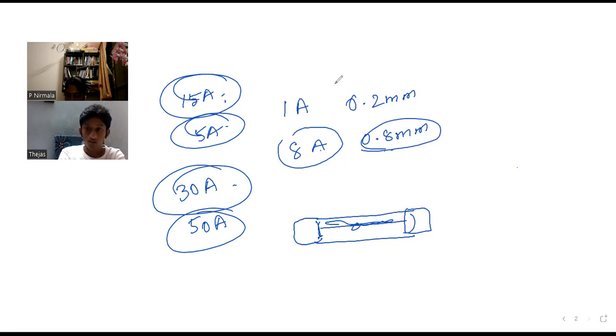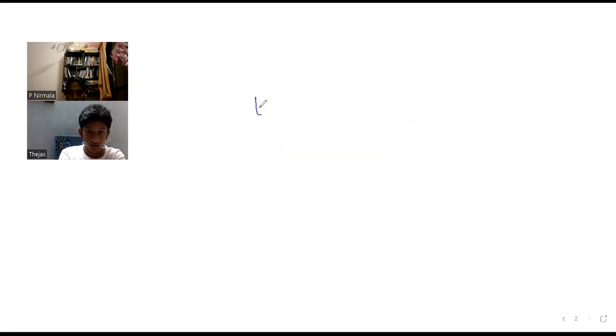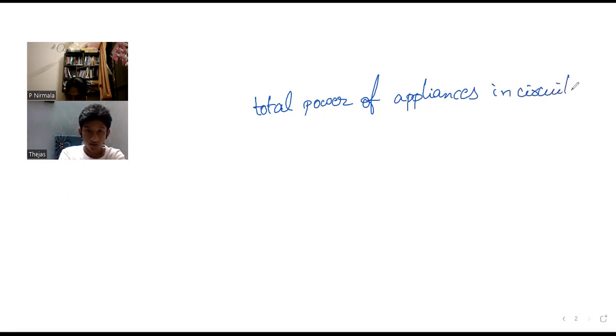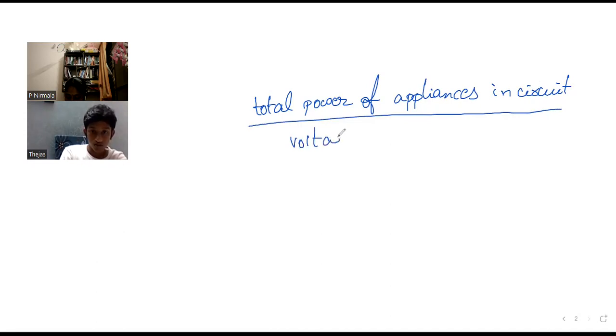So the formula for the current rating of a fuse in a circuit is total power of appliances in the circuit divided by the voltage of the supply. So this is the current rating of the fuse in a circuit.